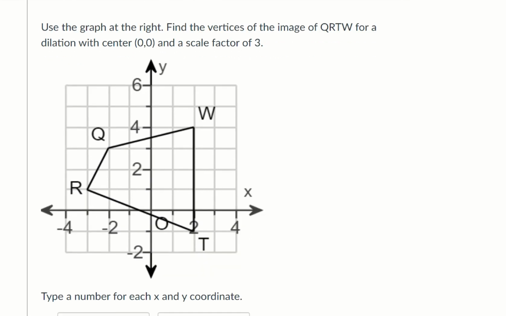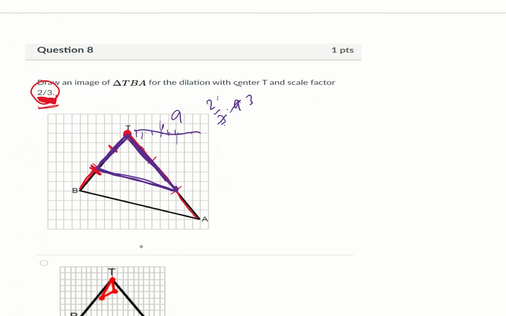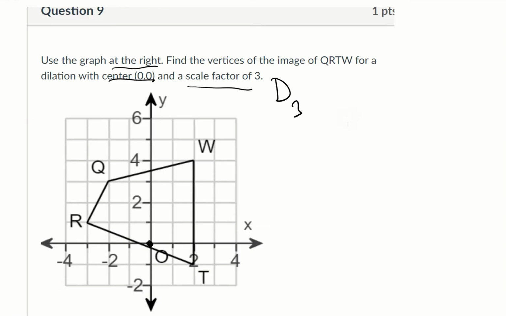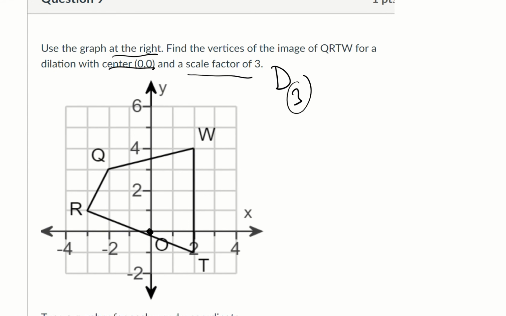Question 9, use a graph at the right, or in this case in the bottom below. Find the vertices of the image of QRTW for a dilation with center 0, 0 and scale factor of 3. So the center is 0, 0, so we're doing it about the origin. Okay, so it's pretty easy if it's the origin and then you're doing a scale factor of 3. So you're doing D3, that's what you're doing. Whereas here, you were doing D 2/3 at point T. So this is harder to do than the origin. Origin's pretty easy. All you gotta do is multiply the coordinates by 3.